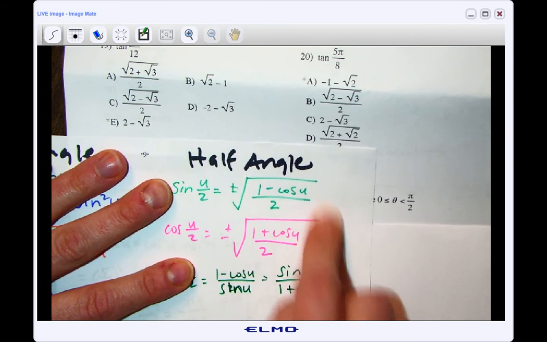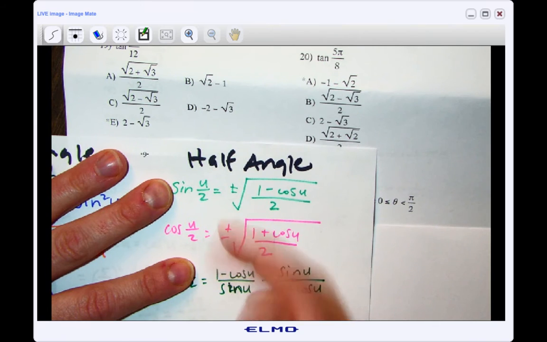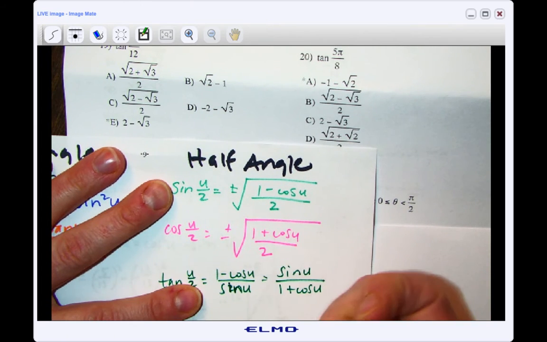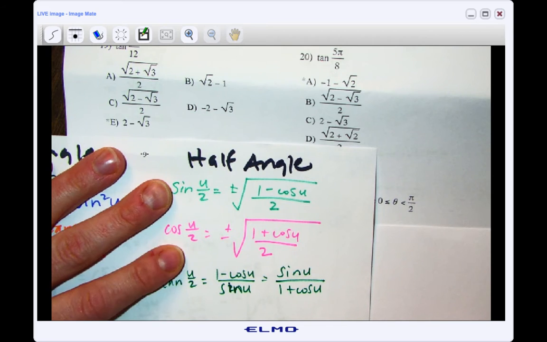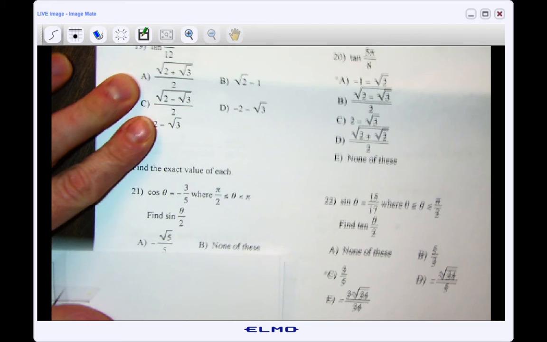And so these will always yield positives. Obviously, the square root's always going to yield a positive. So we have to decide if it's going to be positive or negative based on the quadrant that the angle is going to lie in, okay? So we're going to decide that based on the information from the question.